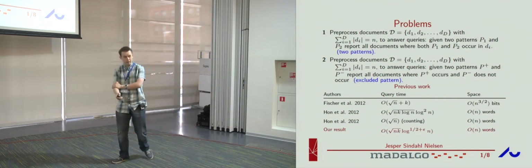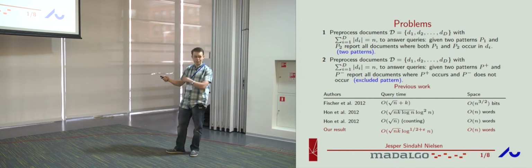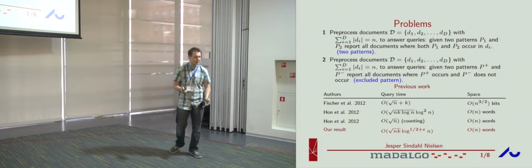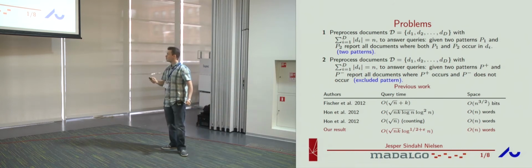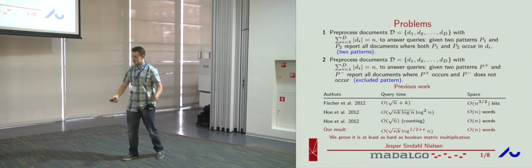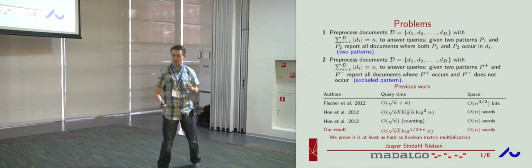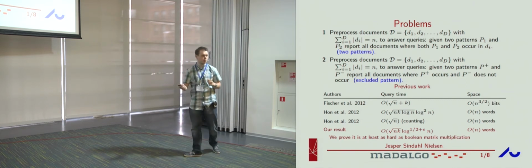In our paper, what we show is we get this bound. And this is, again, not what it actually says in the paper. It says log n. It should say this. If you do the careful analysis, that's what you get. And we use linear space. The important contribution, I think, is that we show that the problem is at least as hard as Boolean matrix multiplication.